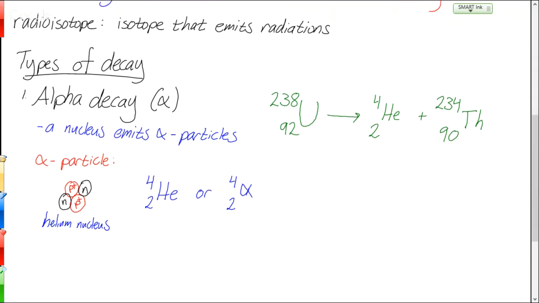All right, here, so you try one. Write the equation for the alpha decay of americium-241. Okay, what are the products? Still alpha decay.